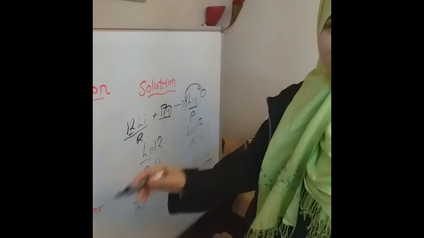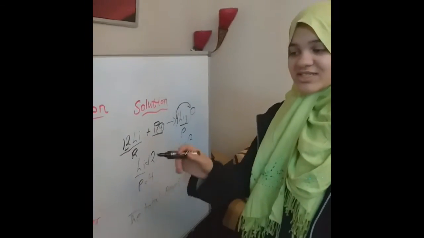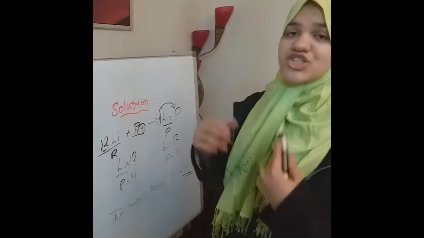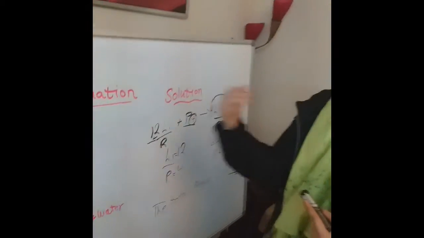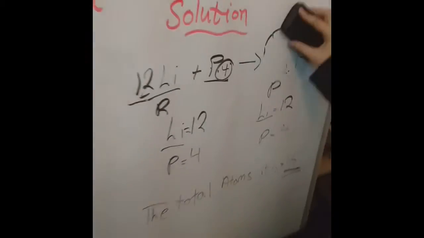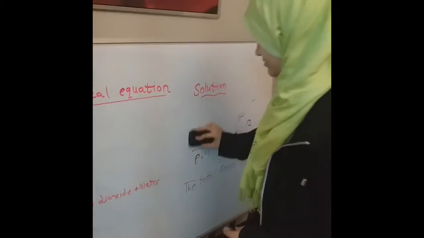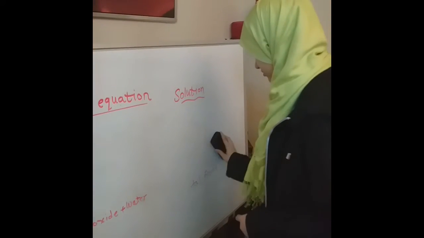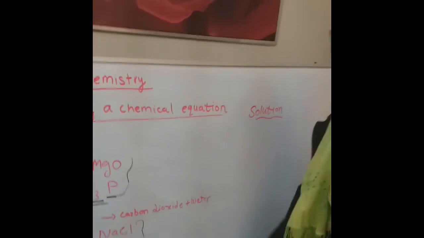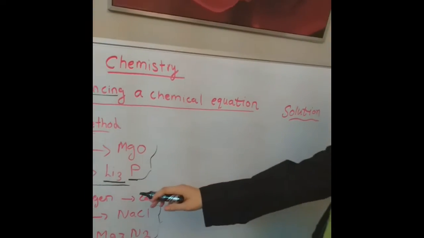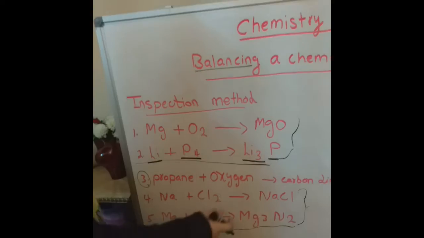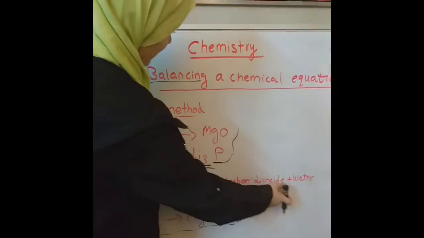Let us go to the third example, which is written as a word equation, and we will change it to a chemical equation. So here it's telling propane plus oxygen equal to carbon dioxide plus water.